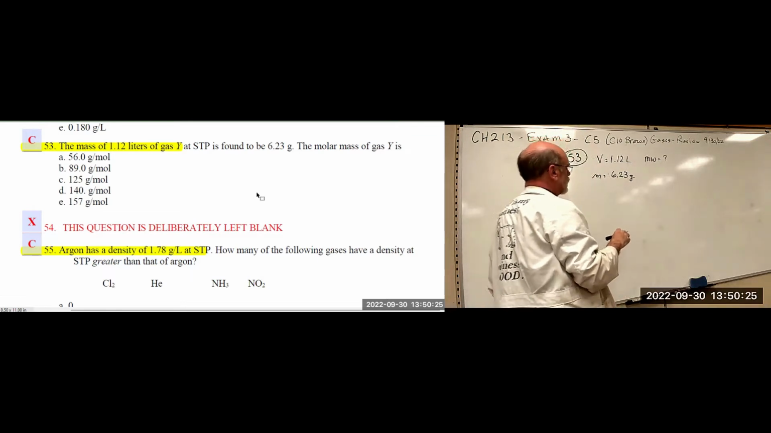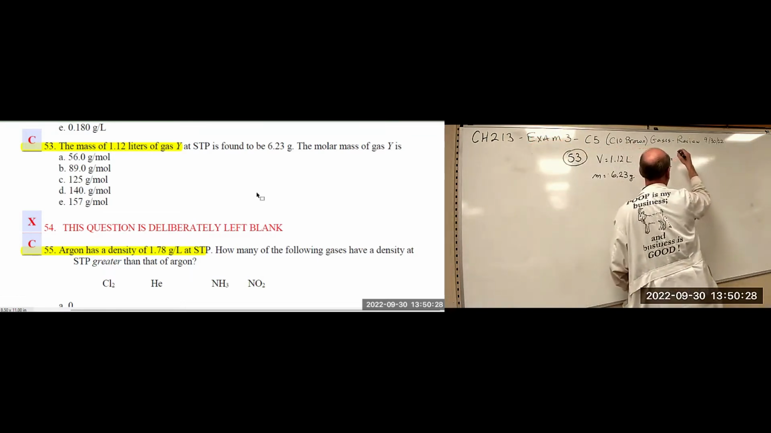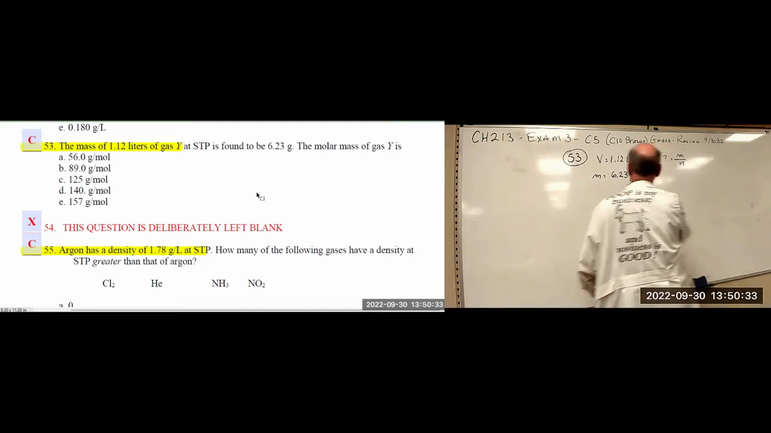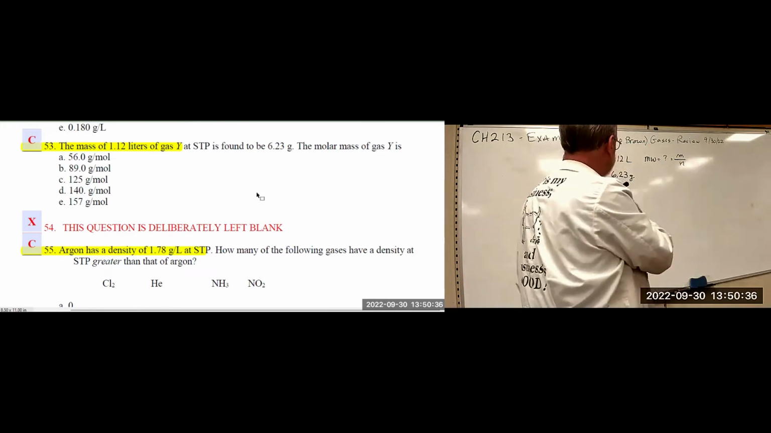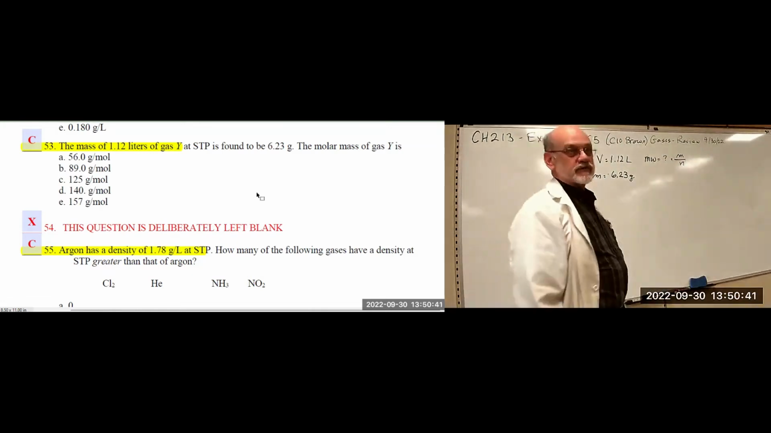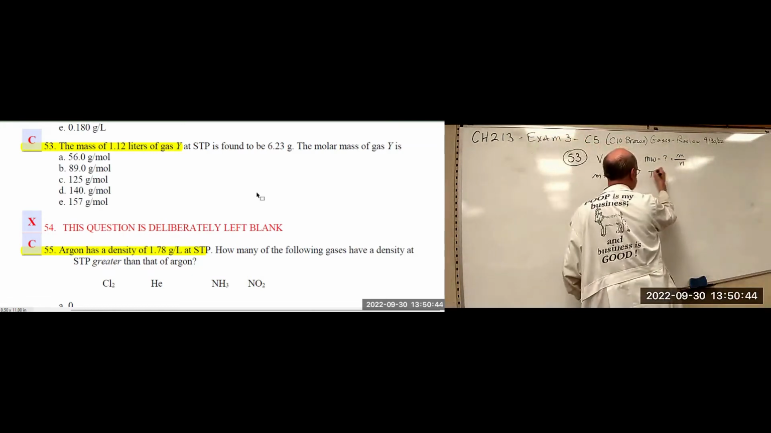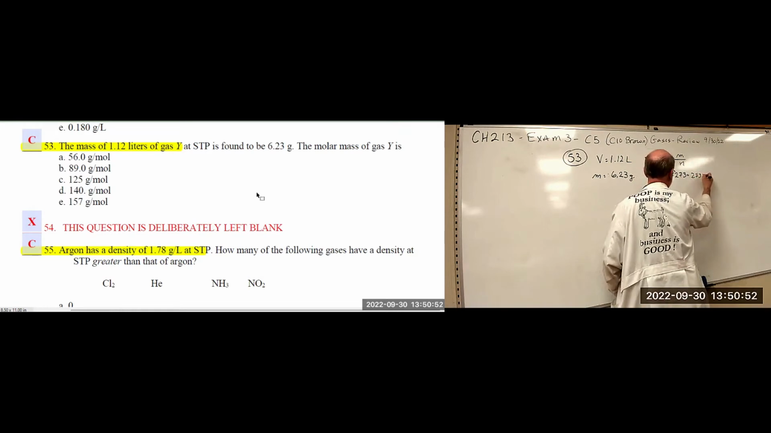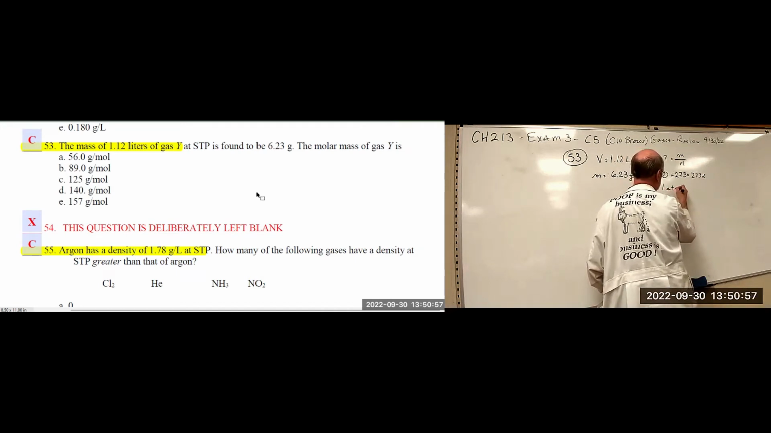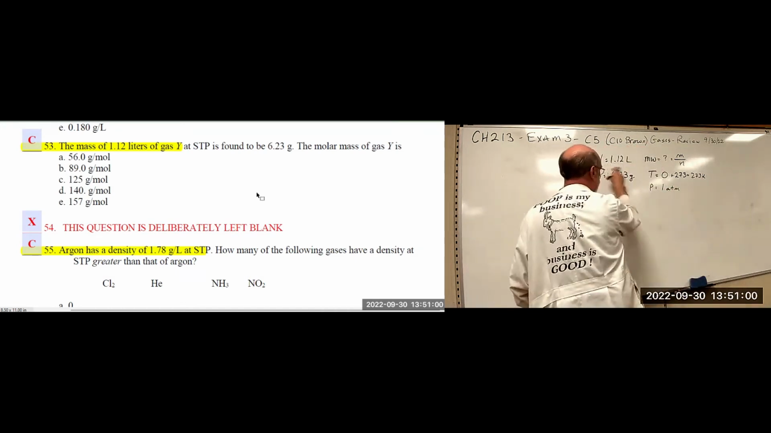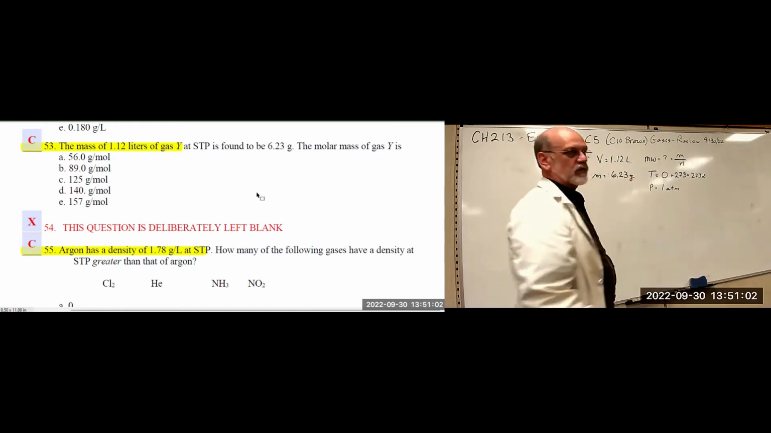But what do we need to know for the molar mass? We need to know mass per unit mole. We got the mass. How do we get the moles out of 1.12 liters? Standard temperature and pressure. What's the standard temperature? 0 plus 273. Pressure, 1 atmosphere. Okay, so we've got volume, temperature, pressure. Yeah, we can find the number of moles.